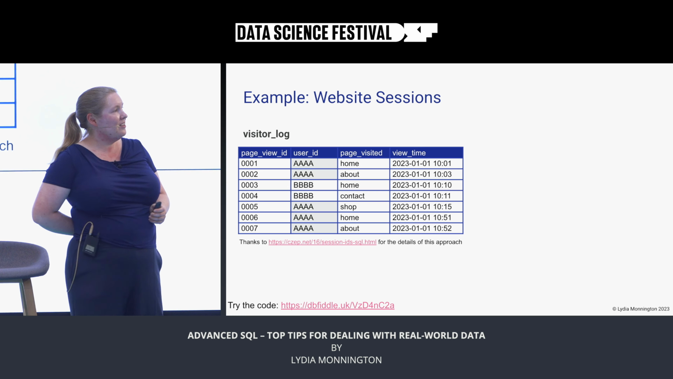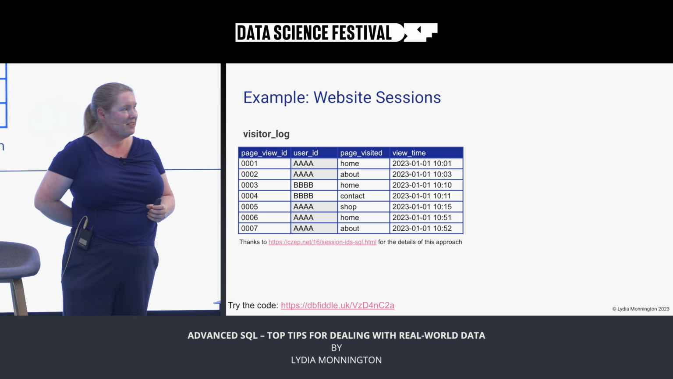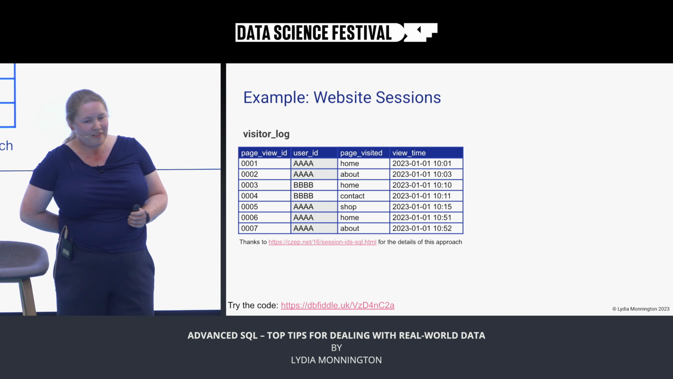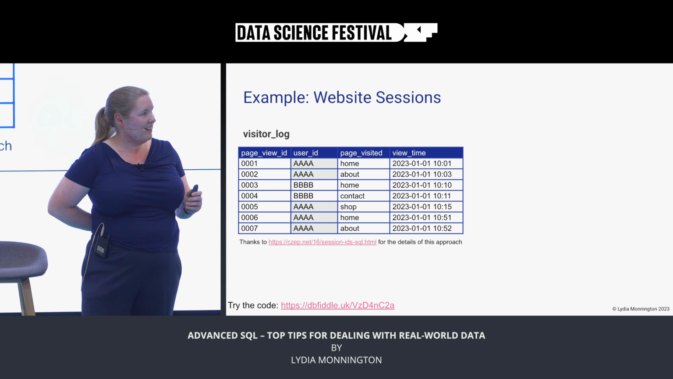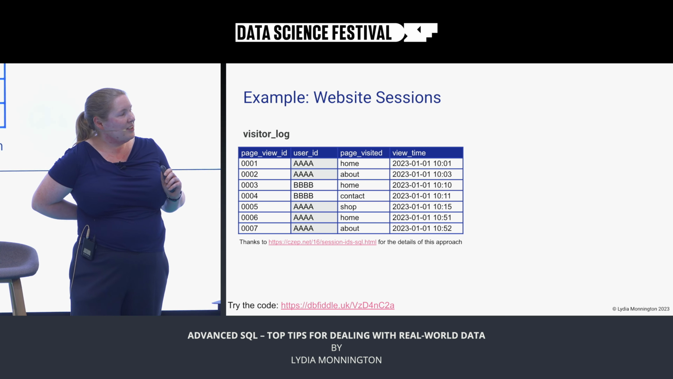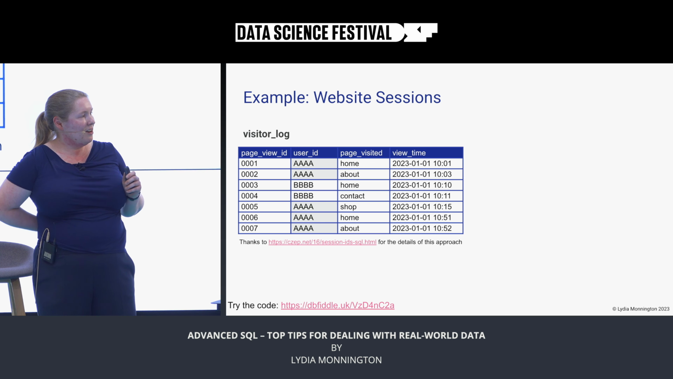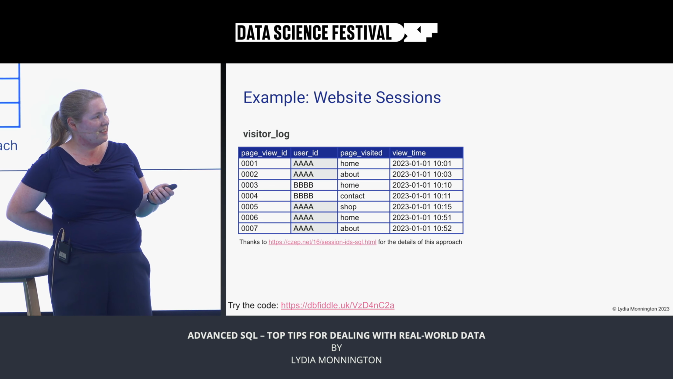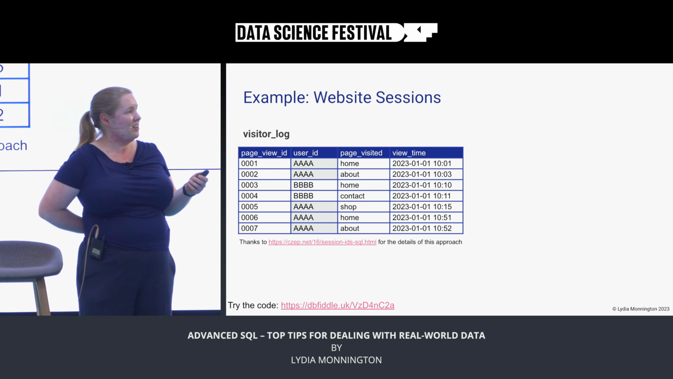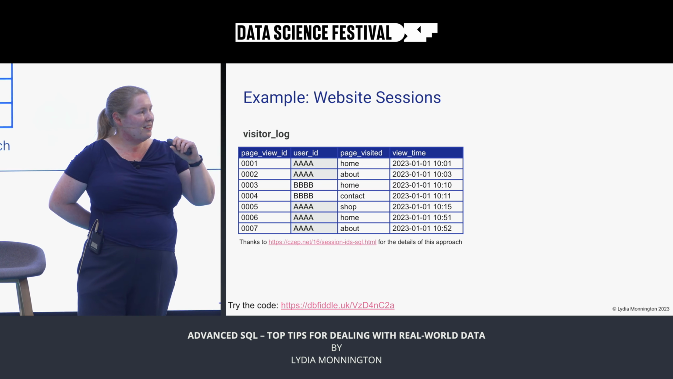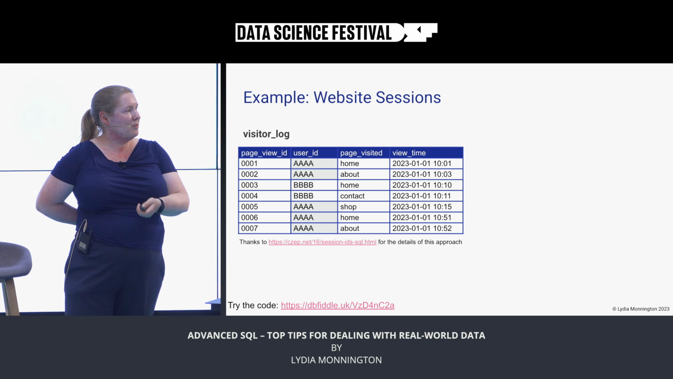Cool. So let's say you've got website sessions. We've had 2 users who I've imaginatively named AAAA and BBBBB. The first user comes on, visits the home page and then the about page. Then they go away for about 10 minutes, come back, go to the shop page, go away for about 35 minutes, go home, and then go to the about page again. User BBB goes to the home and the contact page.